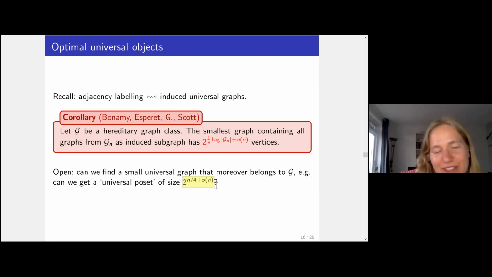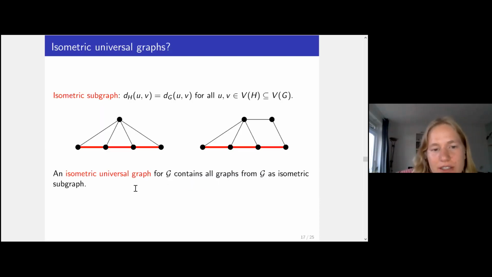For the remainder of the talk, I'd like to tell you about some other results that are a bit more in the direction of this question of what kind of other properties we can put on these universal graphs. So now, instead of wanting induced subgraphs, we're going to look at isometric subgraphs.